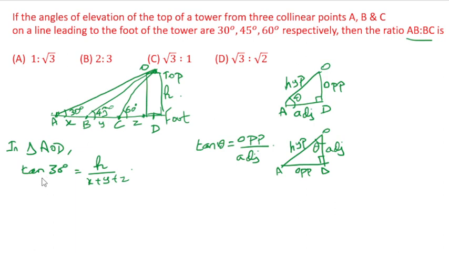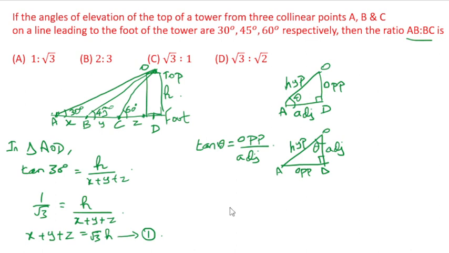So the adjacent side is x plus y plus z, right? According to the table value, tan 30 degree is 1 over square root of 3, which equals h by x plus y plus z. We just cross multiply this. So x plus y plus z into 1 is x plus y plus z equals root 3 h. We keep this as the first equation, right? And then we take the other triangle BOD.